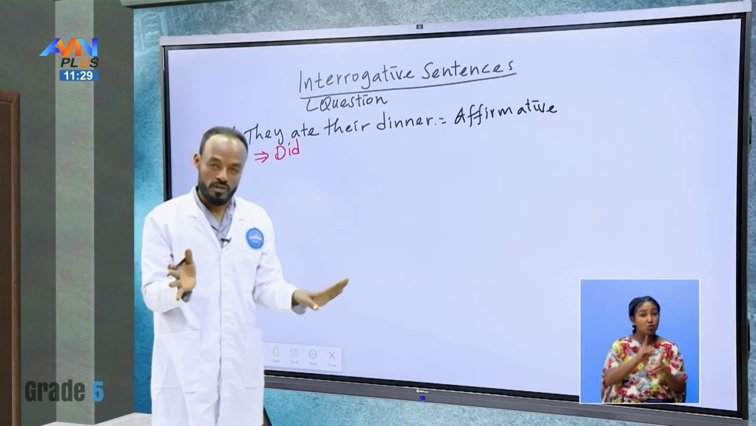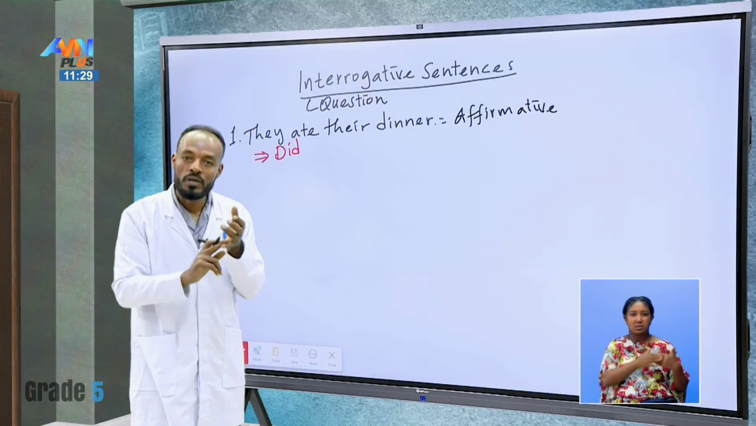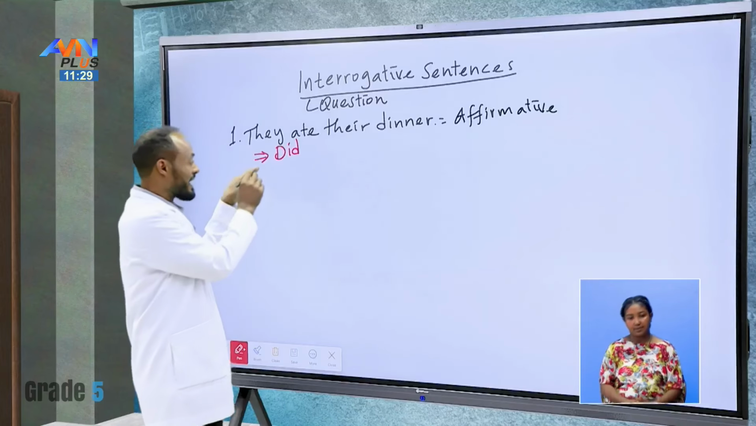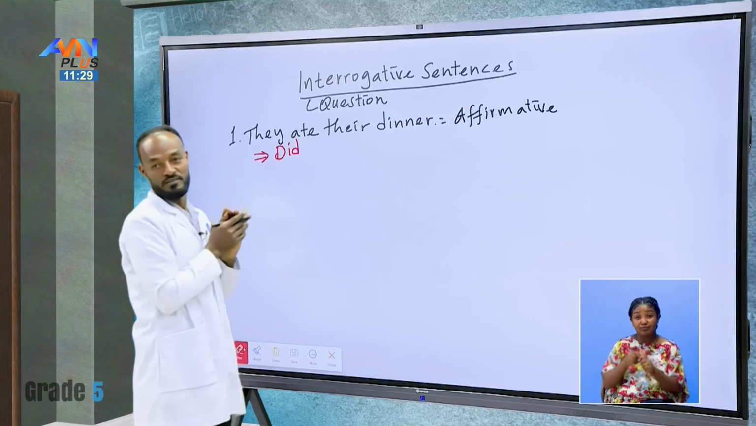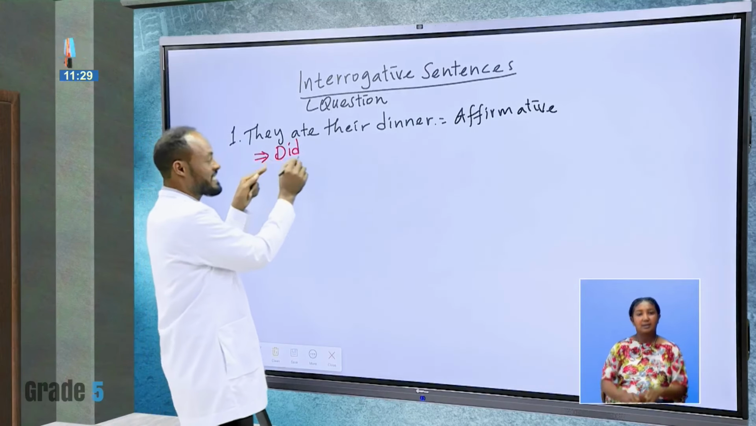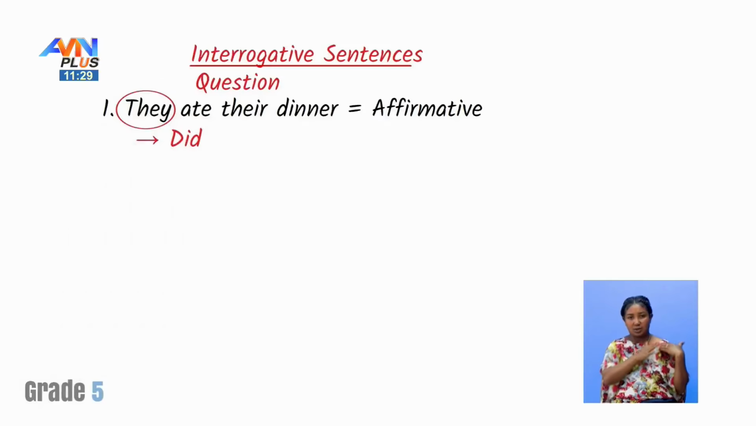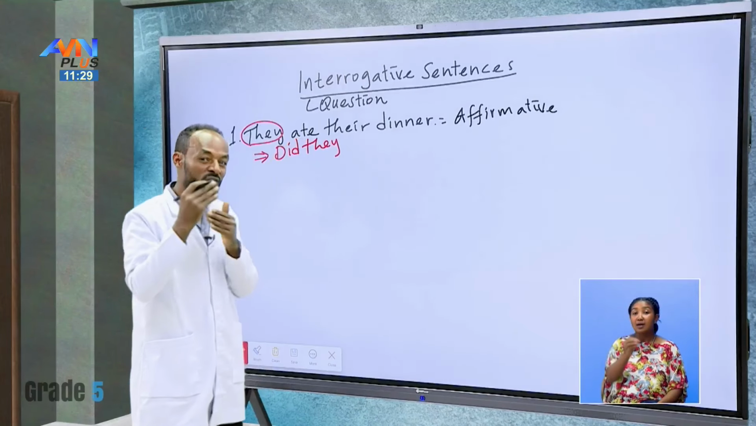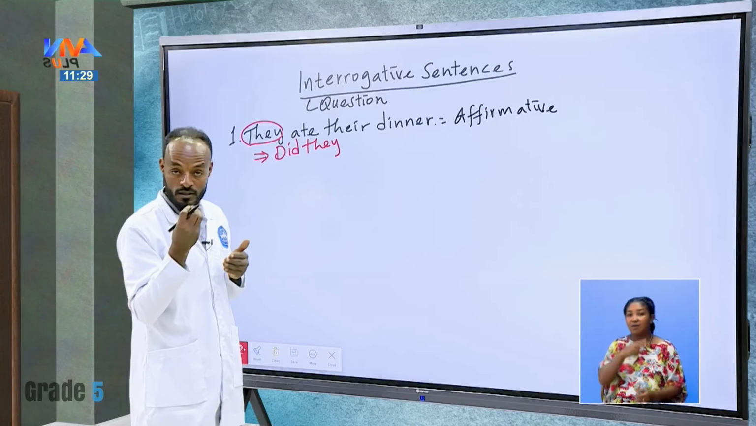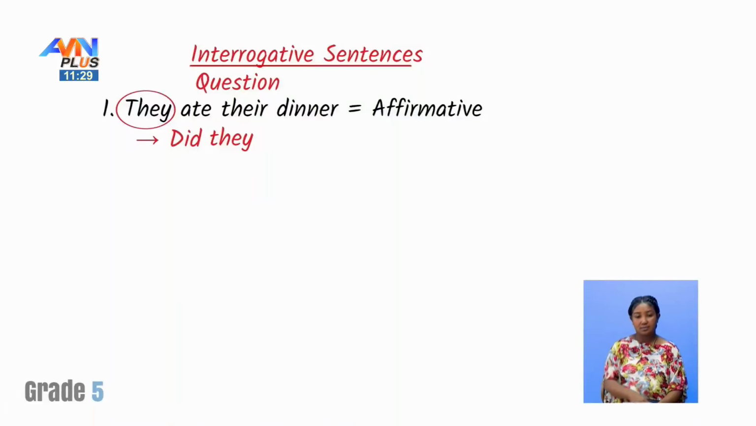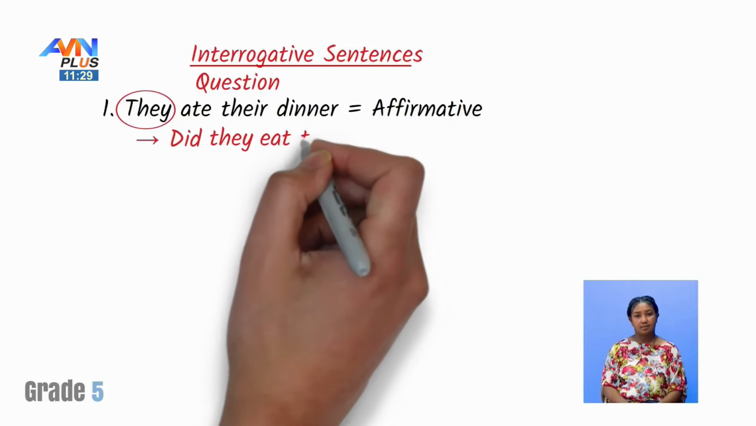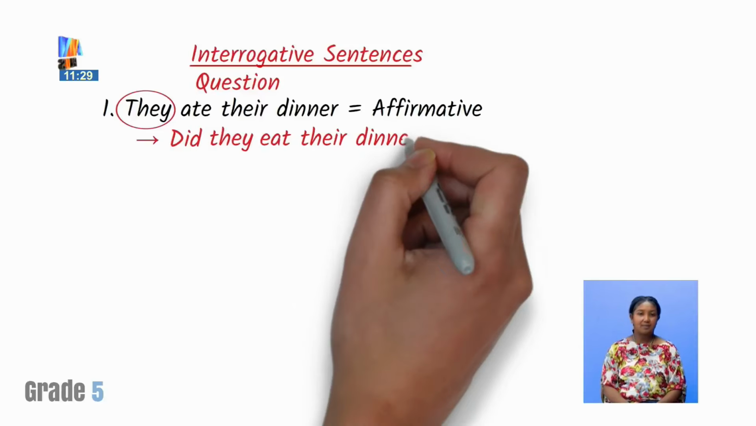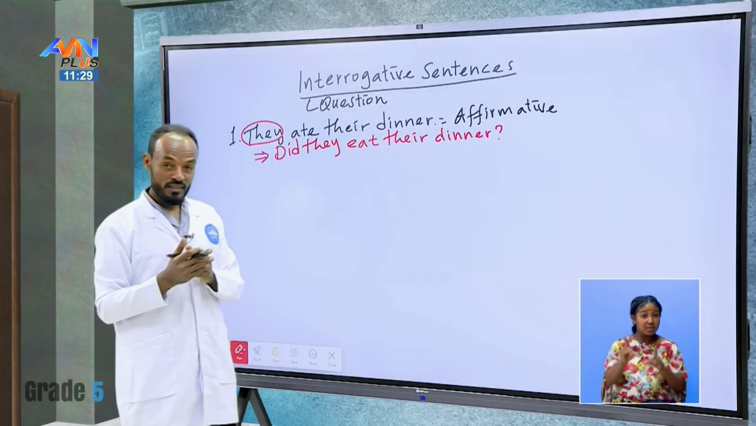Don't worry about the subject. The subject can be third person, first person or second person. At any rate, you have to start from did. Is it clear? So did, then the subject. Did they eat? What is the verb form of ate? That is eat. Good. Did they eat their dinner?